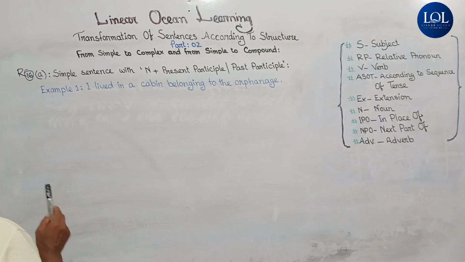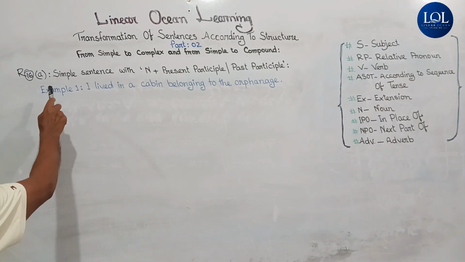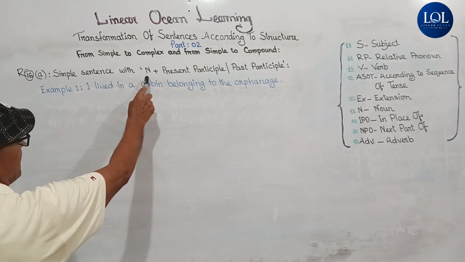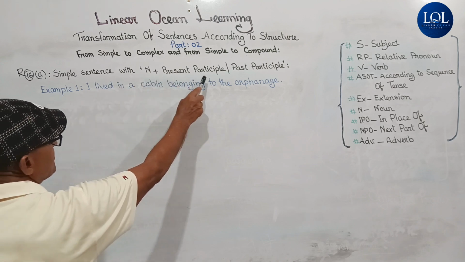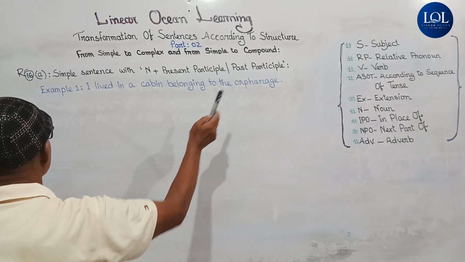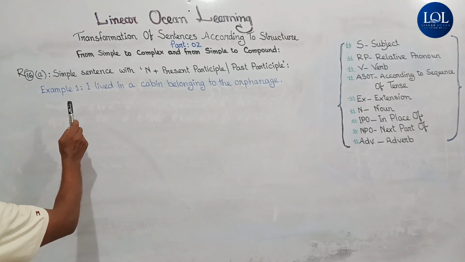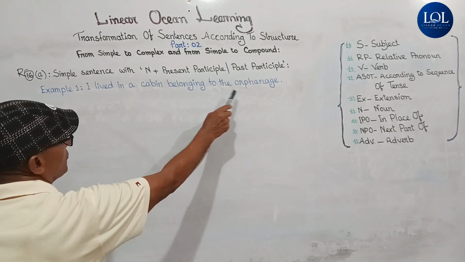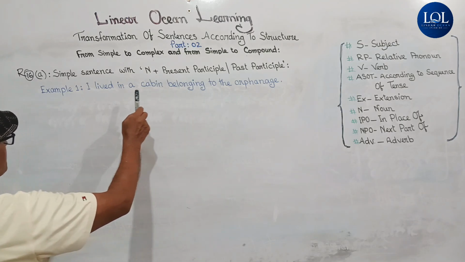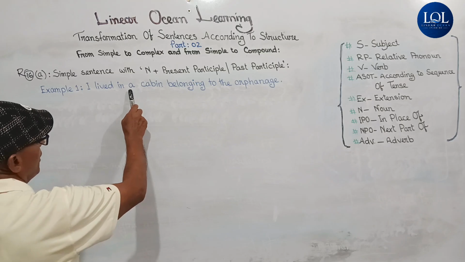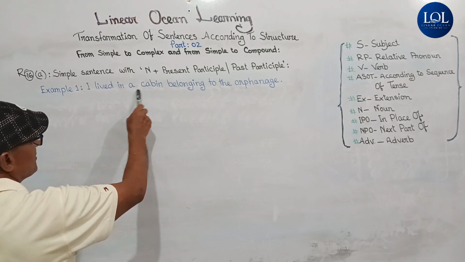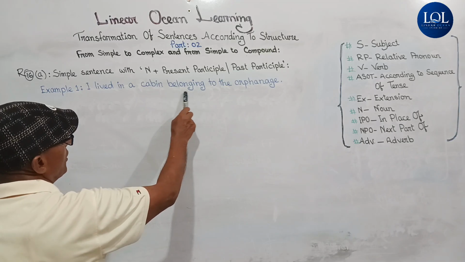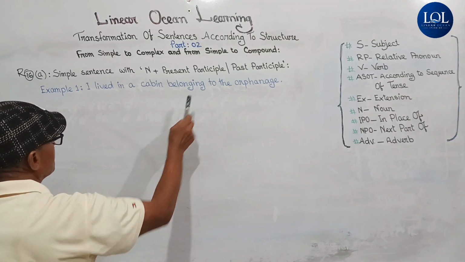Today my video is on rule 16, a simple sentence with noun plus present participle or past participle. Example 1. I lived in a cabin belonging to the orphanage. Here, dear viewers, a cabin is a noun. This is a noun phrase, and this is belonging. This one is in present participle.